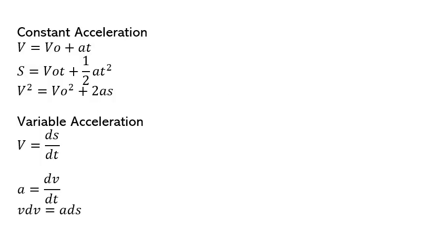There are three formulas that we need to be familiar with in constant acceleration. The first one: final velocity is equal to initial velocity plus acceleration multiplied by time. Second, the distance or displacement is equal to initial velocity multiplied by time plus 1/2 multiplied by acceleration times time raised to 2. And last, final velocity squared is equal to initial velocity squared plus 2 times acceleration times displacement.